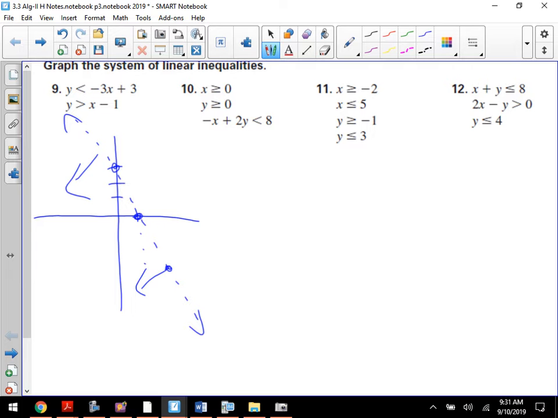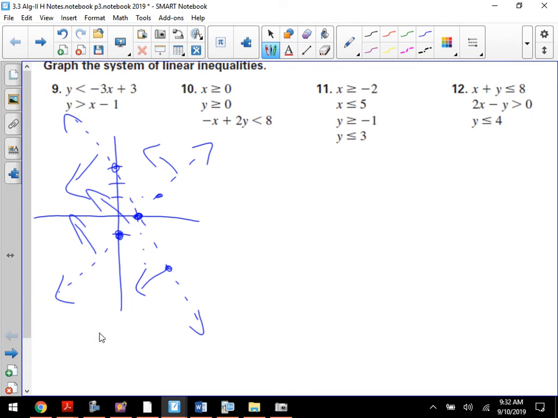Okay? Then I do the same thing with the x minus 1, starting at the negative 1. Then I go up 1 over 1, up 1 over 1. And again, this one's dotted. Did it go through the origin? No. Is 0 bigger than negative 1? Yes. So it is true on this side of the line. So your overlap is in that region there. Okay?